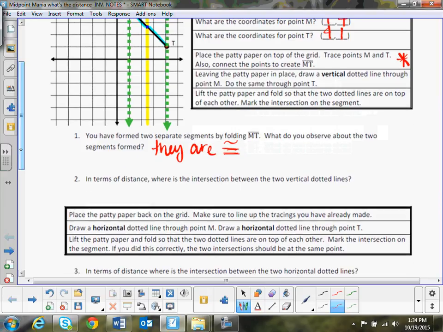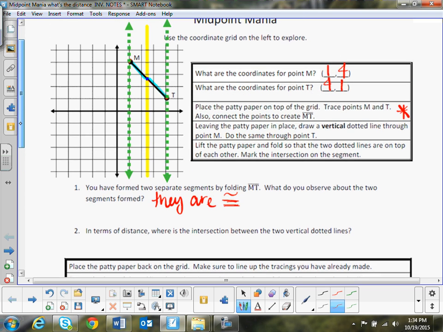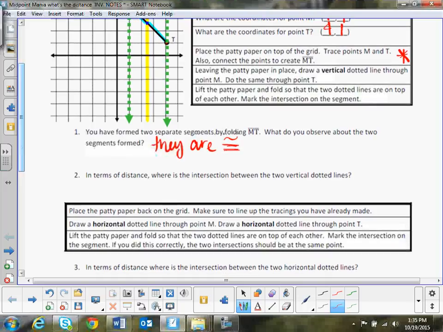All right, number 2, in terms of distance, where is the intersection between the two dotted lines? Where is it? Right in the middle, okay, but it says in terms of distance. Okay, halfway. Halfway across. Yeah. Okay, so maybe like half the distance across.